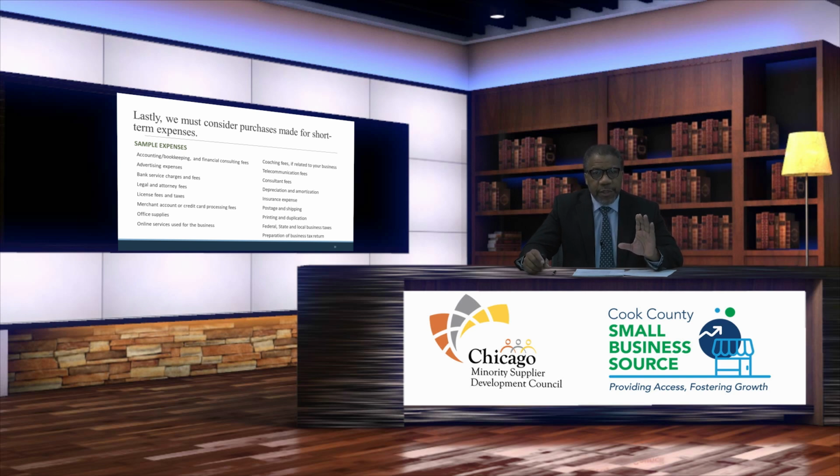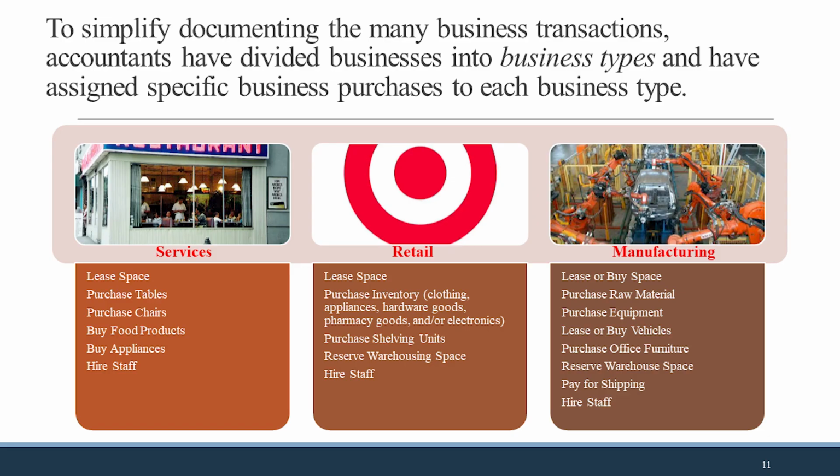What we want you to do is move away from that practice and realize that there is a way to manage your business independent of what the business is. And what you need to think about is how accountants think about it. What accountants have done is separate businesses into three categories. One, services. The second one, retail. The third one, manufacturing. And we call these business types. So I'll say that again. Services, retail, manufacturing. All three of these represent specific business types.